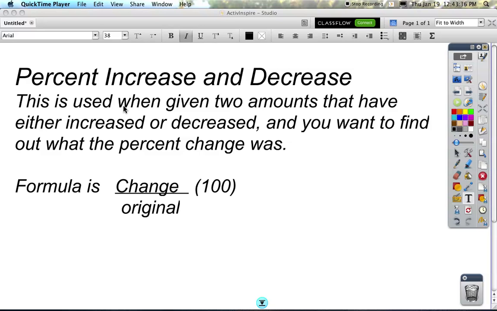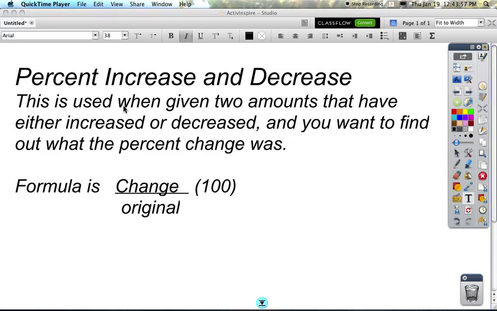The lesson for today is percent increase and decrease. So I need you to take these notes. You're going to use this when you're given two amounts that have either increased or decreased. So that makes sense, right? Okay. And you want to find out what the percent change was.